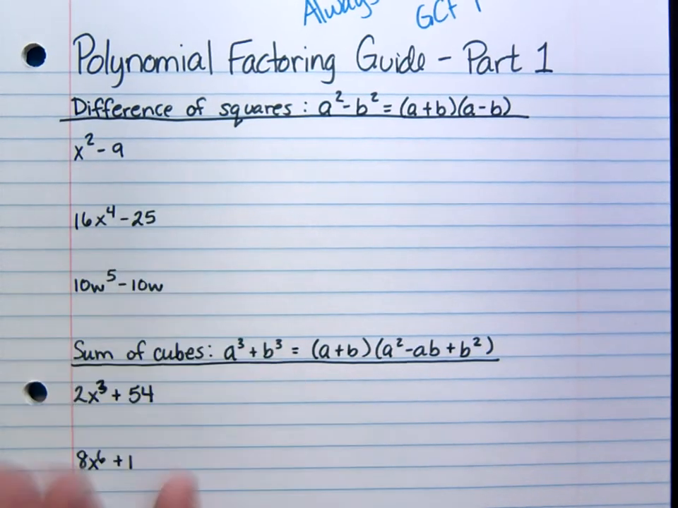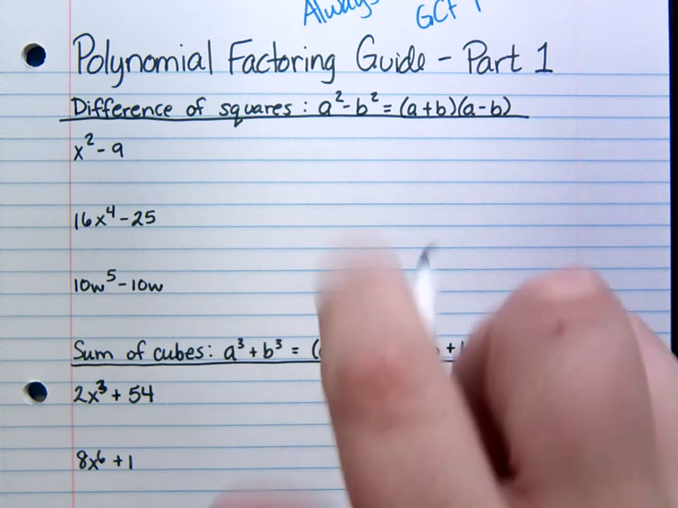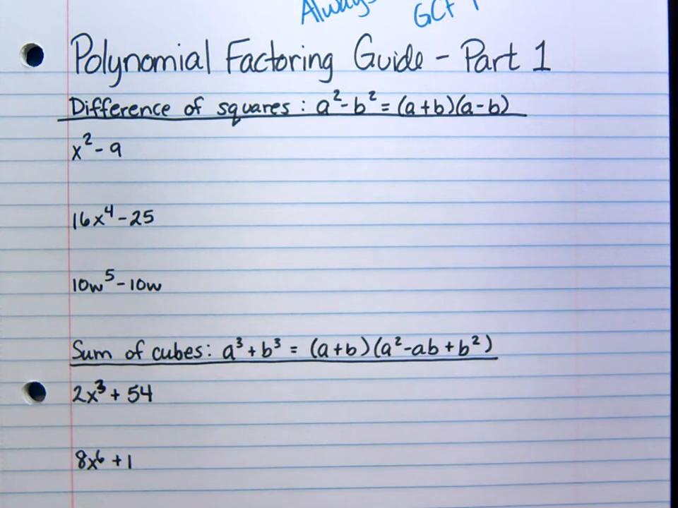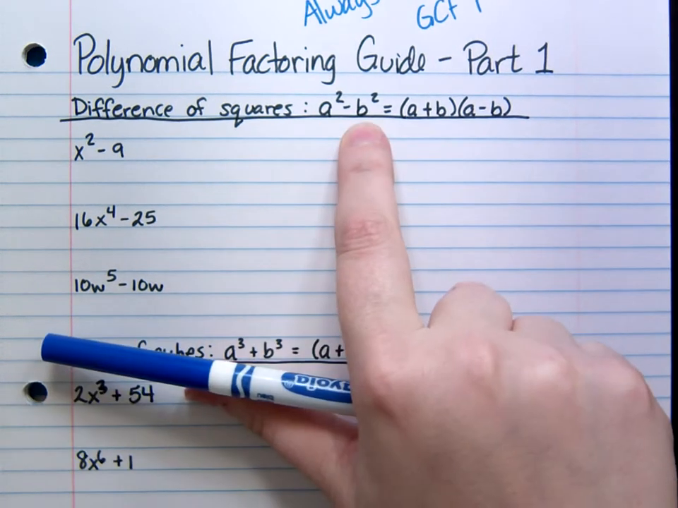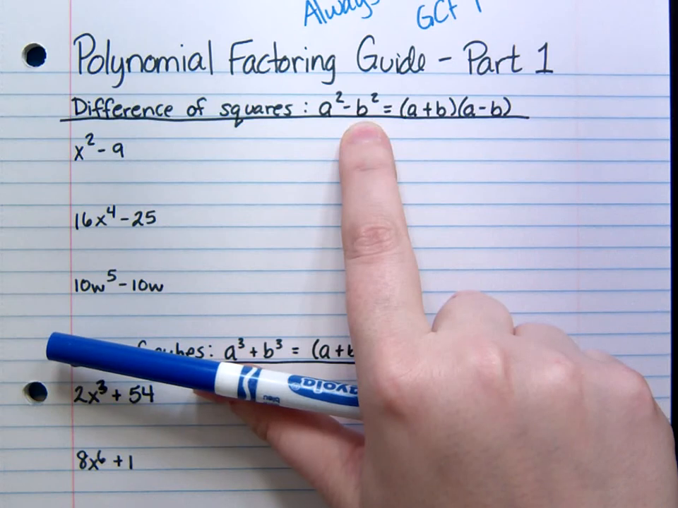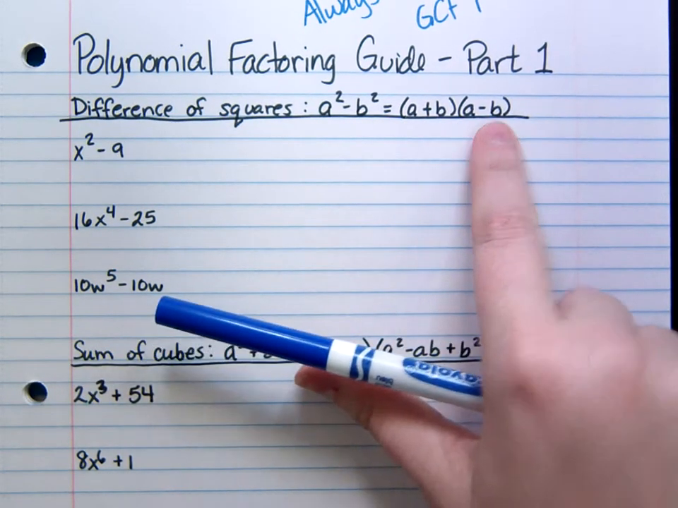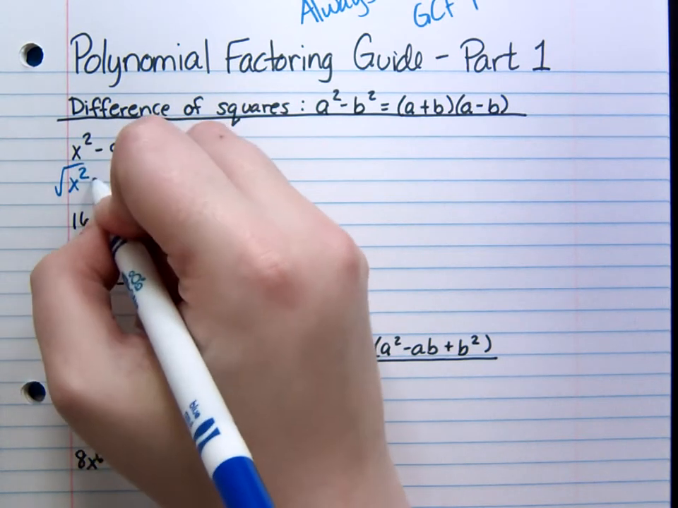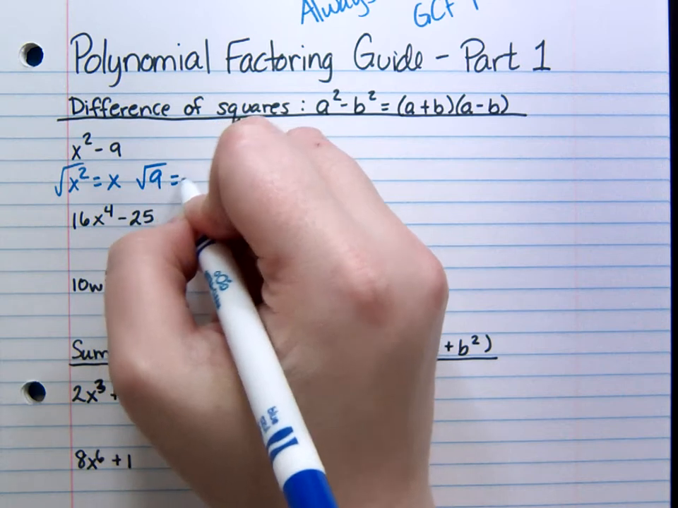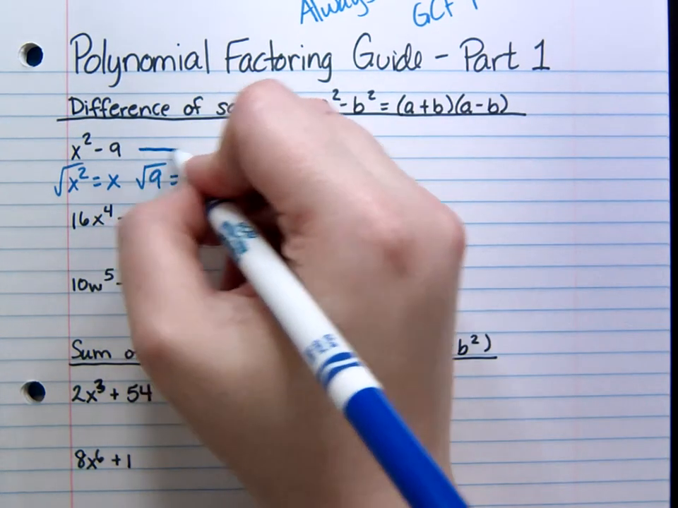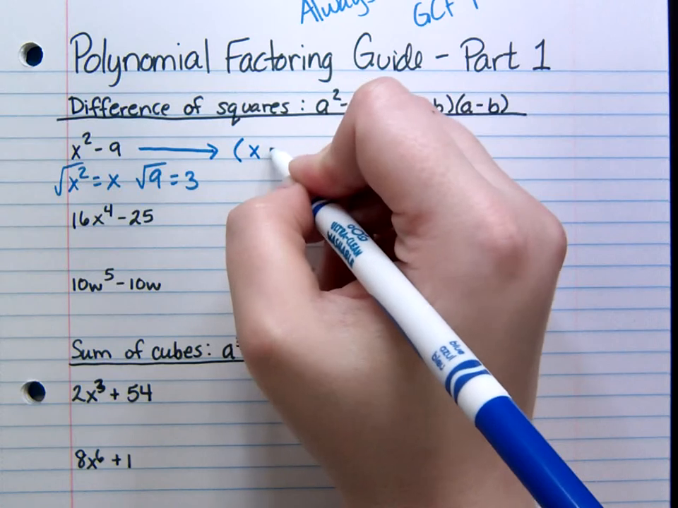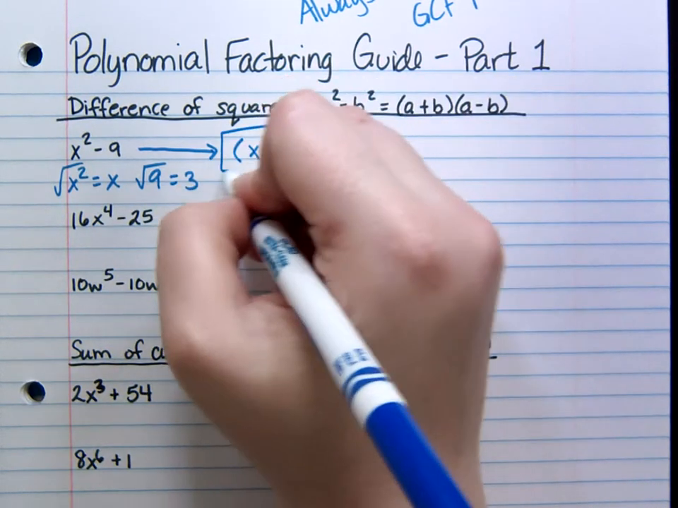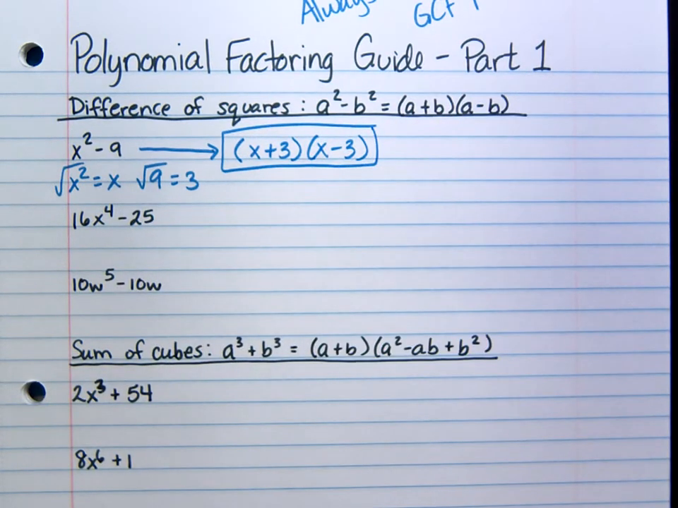So x squared minus 9, no GCF, we're good. Now, the first pattern I'm going to show you is a difference of squares. If we have two numbers that are perfect squares being subtracted, if we square root both numbers, we can add and subtract those to get the factors. So square root of x squared is x, the square root of 9 is 3. This means I can write this as x plus 3 times x minus 3. And that's all you're doing.